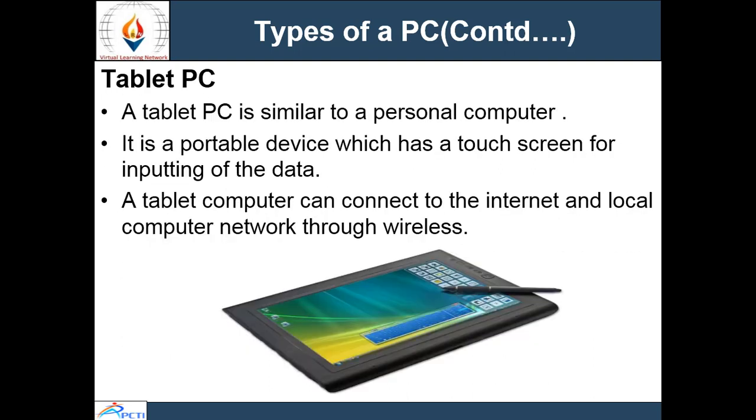Tablet PC. A tablet PC is similar to a personal computer. It is a portable device which has a touch screen for inputting data. A tablet computer can connect to the internet and local computer network wirelessly. In general terms, tablet PC refers to a slate-shaped mobile computer device equipped with global positioning system and a touch screen to operate the computer.